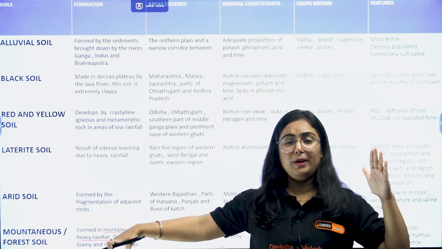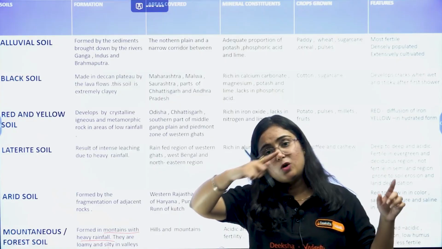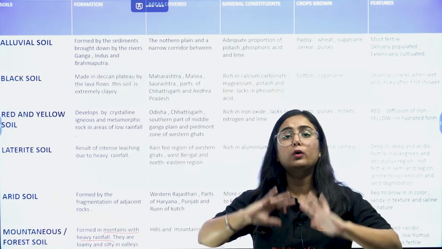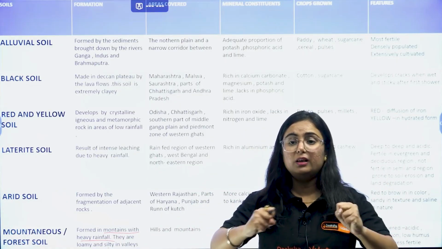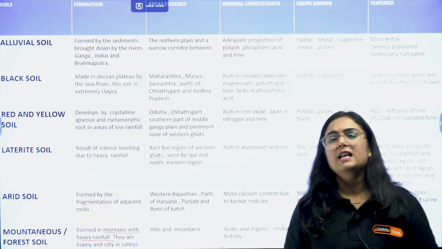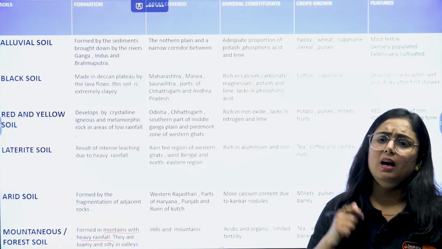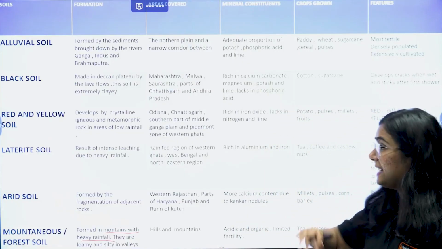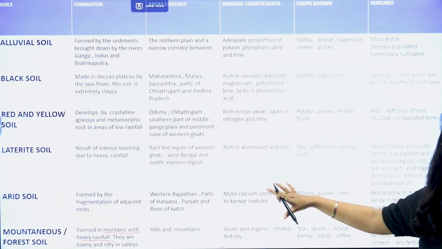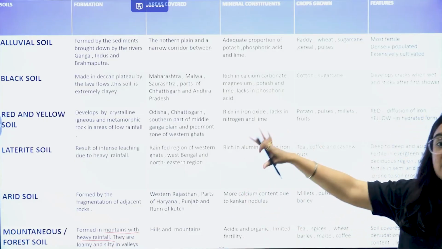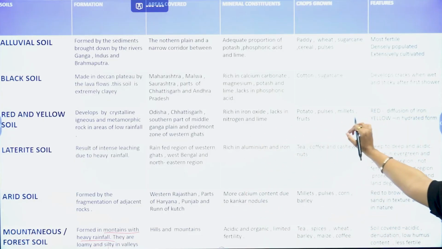See, this is a slopy region, right? Because of that slopy region, it is more prone to erosion. Denudation and weathering will be more there. So hence this is known as forest soil or mountainous soil, and this is the perfect chart for what we have studied in the last 10 minutes.